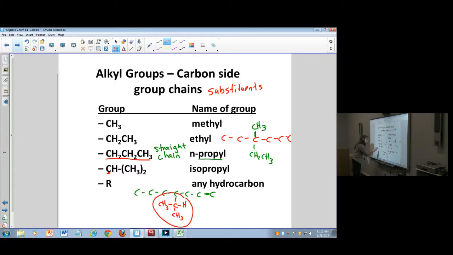And then R, my favorite, R just means any hydrocarbon. So if I was talking about the methyl group again, instead of having this chain that I drew out over here, I could use R. R means my chain. And then I would have this little shorthand with a substituent, that it's just bonded to any hydrocarbon, and in this case, my whole chain.